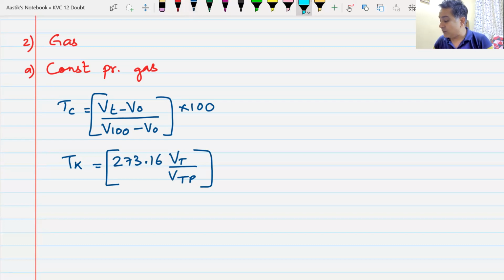Here we have assumed melting point as 0 degrees Celsius. Here we have assumed boiling point as 100 degrees Celsius. But here in the Kelvin scale, nothing has been assumed. No, one thing has been assumed, and that is known as the triple point of water.